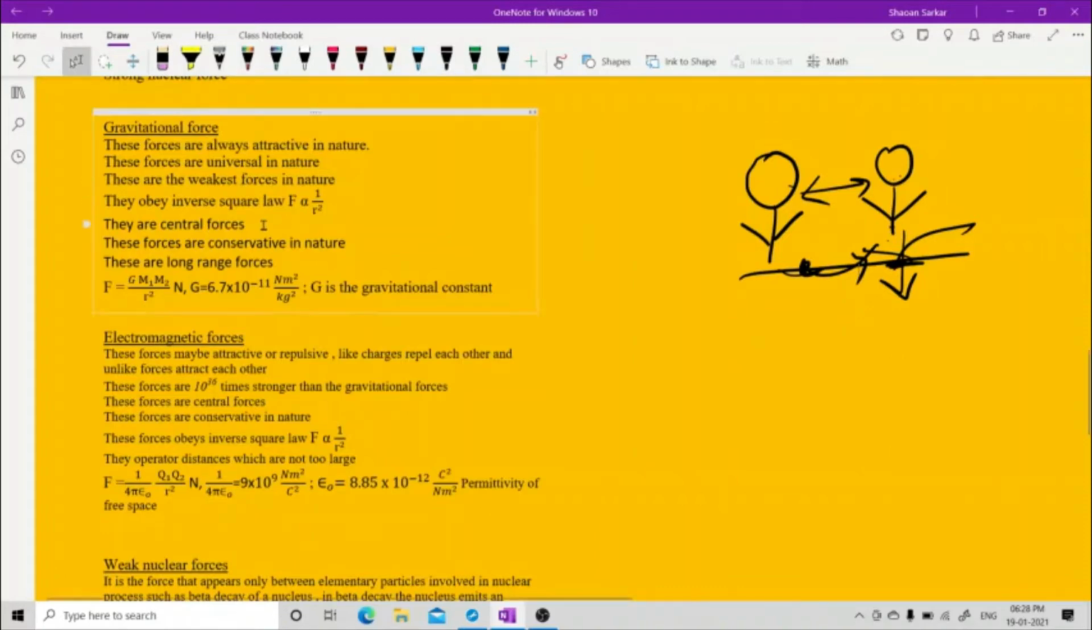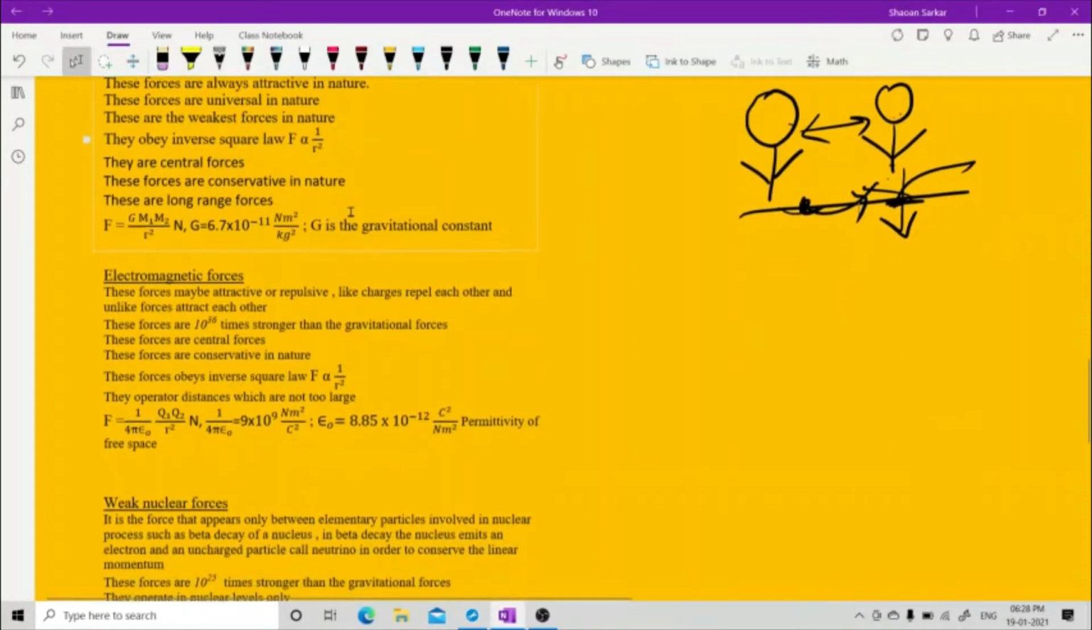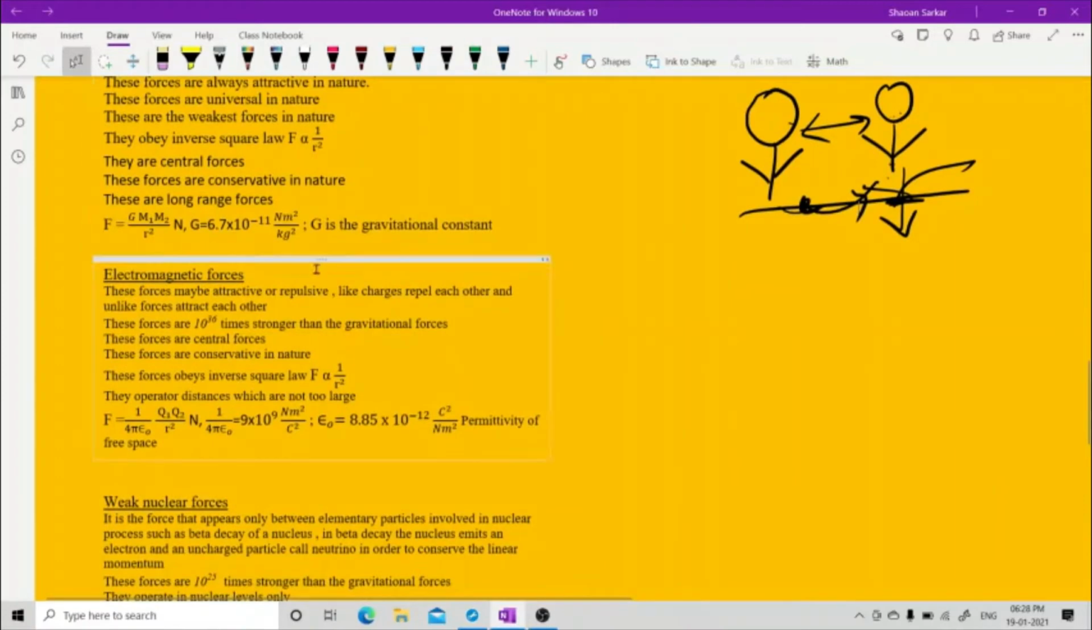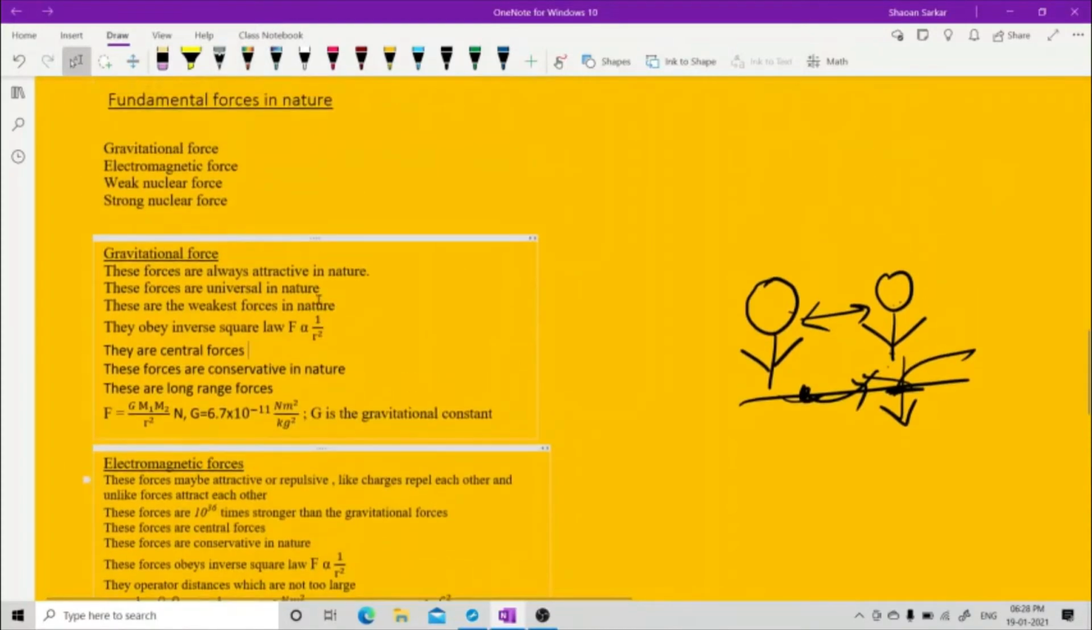It obeys the inverse square law that you've seen in class 9th also. And this is the expression you have already seen in class 9th. I'm not telling you. They're central forces. What do they mean by central forces? Inverse square law means, what do I mean by inverse square law?